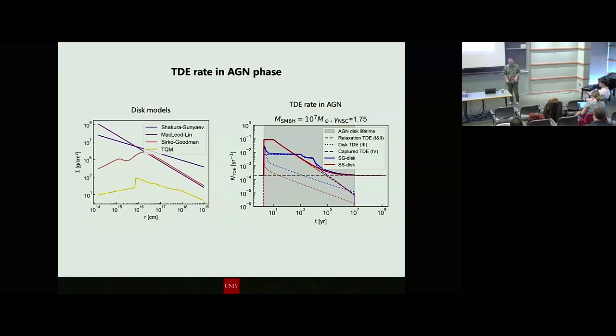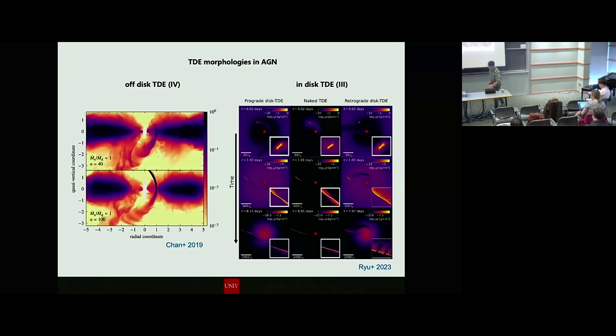Sorry, I cannot answer that because I'm not very familiar with that part. We are still investigating the morphology of the in-disk TDE. And one of my collaborators performed this simulation, but before that I told him what the correct configuration parameters should be used in the accretion disk. So we are still investigating how this will change the process, what the energy release from this process is, and how that will change the luminosity of the AGN. I don't have a good answer at this moment, sorry.